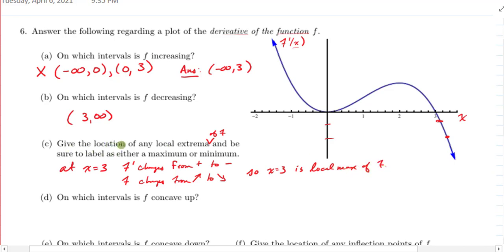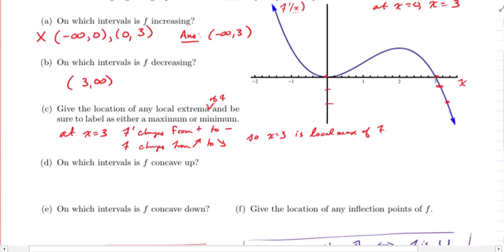Notice that this function has one other critical number. I didn't ask you to state the critical numbers, but the original function, f, has critical numbers at x equals 0 and at x equals 3, because those are the two places where f's derivative, which I have sketched here, takes on the value 0. Okay? So notice that one of these critical numbers did not give us a local max or a local min, and the second one at x equals 3 gave us a local max. Okay, so we're almost done with this problem. We're ready to keep going here.